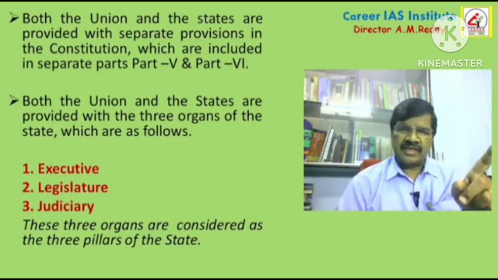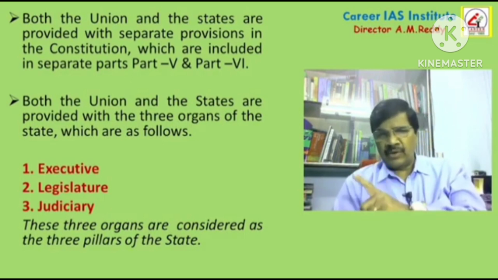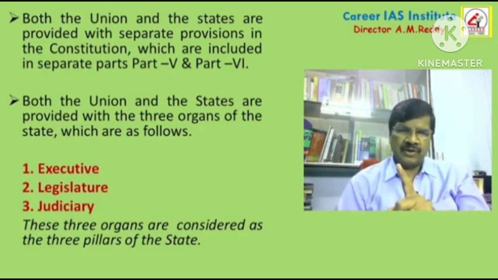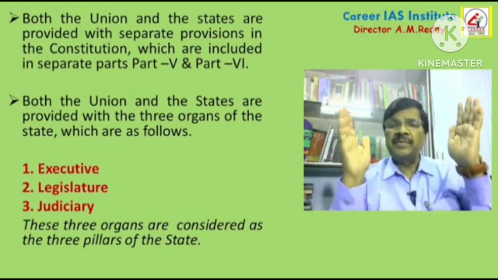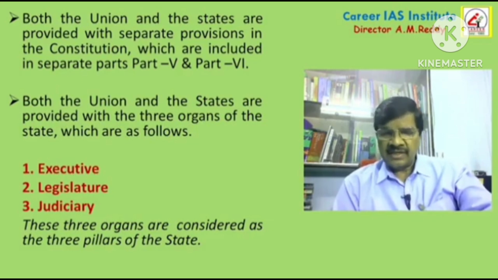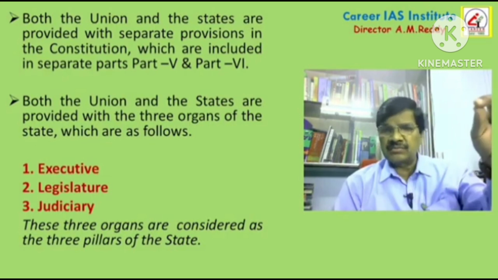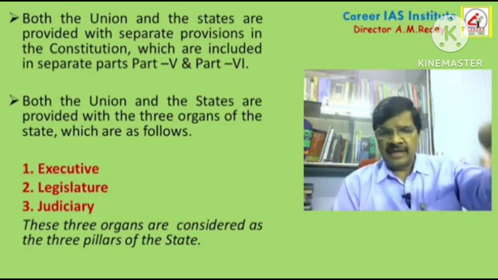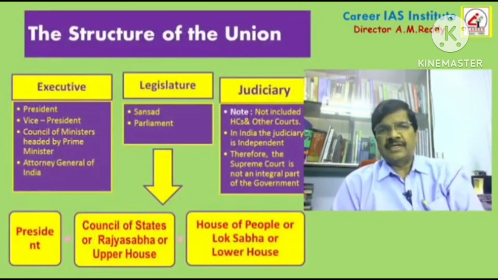As far as the union is concerned, only the Supreme Court. But at the state level, we have high courts, then district courts and other lower courts. Followed. These three organs are considered as three pillars of the state. What are the three pillars of the state? The state means an independent nation, a sovereign nation, with three organs, namely executive, legislature and judiciary.